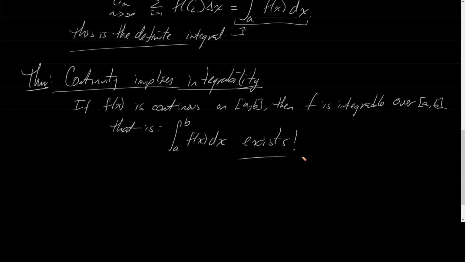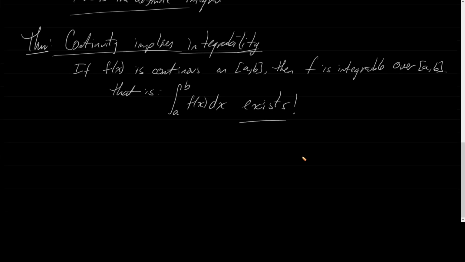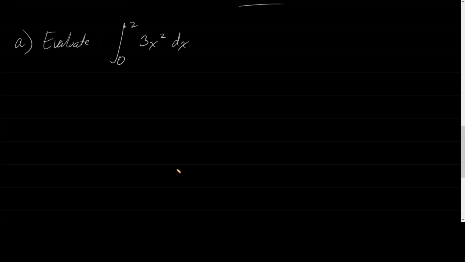All right, so let's do an example of a definite integral. Example A. So let's say that we evaluate the integral from 0 to 2 of 3x squared dx. Well, what am I going to do here? The very first thing I need to do is, what is the interval that we're working in? We're going from 0 to 2. So that's the interval that we need to work over.